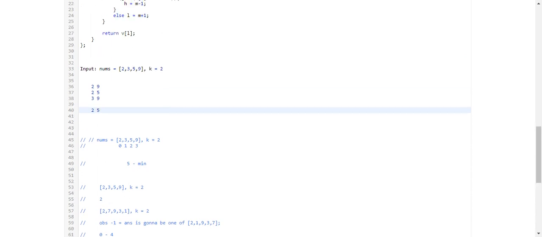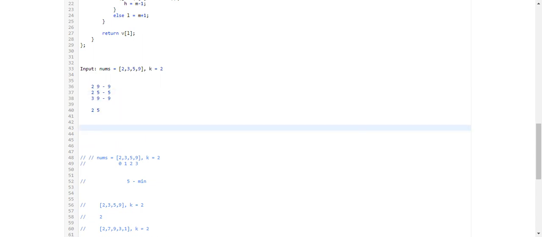5 is the capability, and it is the minimum of all. The capability values, if I write them, are 9 for this one, 5 for this one, again 9 for this one. So you have to take the minimum of them, so that's why you have to take 5. Now, how to do this? Binary search, but where do we apply binary search?